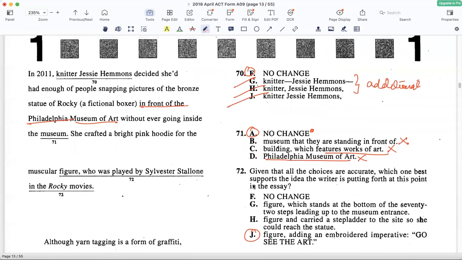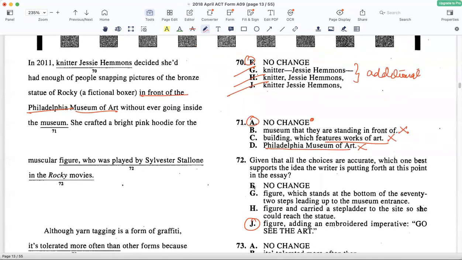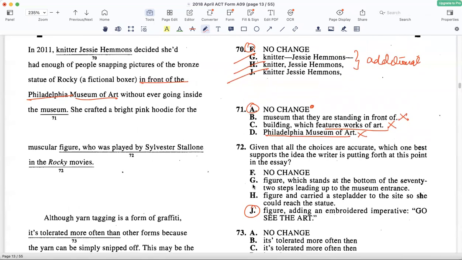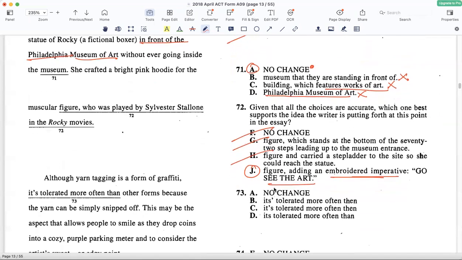Because we know that she was flustered and she was a little upset that people would simply take pictures of the statue of Rocky and not go inside the museum. So she knit this bright pink hoodie and she added an embroidered command, imperative, go see the art. That is to say, don't just take pictures of Rocky, go inside and see the art. So this kind of fits with what the paragraph is saying. The fact that the character was played by Sylvester Stallone, that's not really relevant to Jessie's story, so it's not F. Where the figure stands is not relevant to her story. And the fact that she carried a step ladder to reach the statue, that also doesn't make sense in regard to the message that she wants to send out.